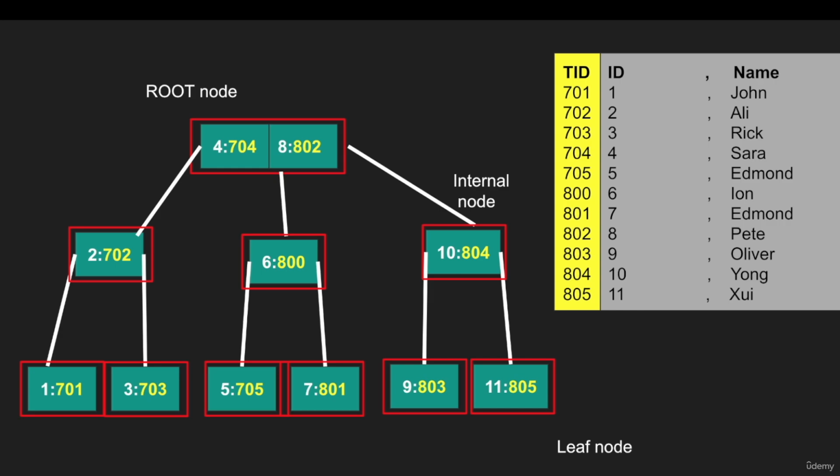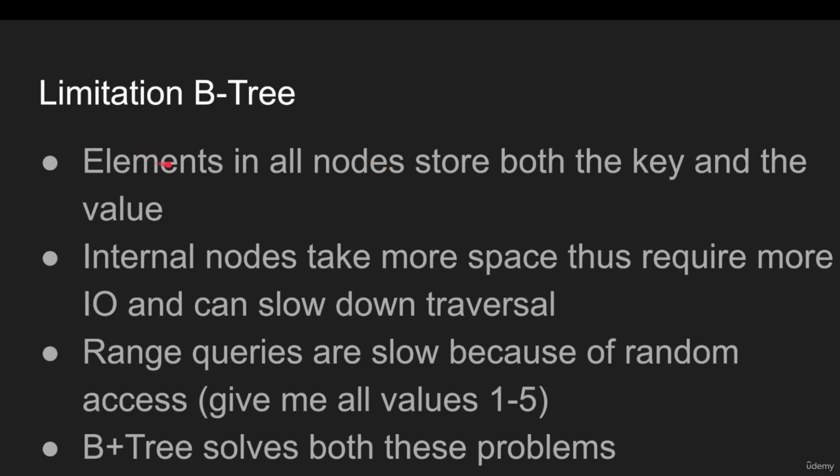More space means I can fit fewer elements in a page or in a node, and if I fit fewer elements, that means I need to read more, right? Because I need more nodes. More nodes mean more pages. More pages mean more IO. More IO means slow. So that's the trick here. Elements in all nodes store both key and value, so they take more space, thus require more IO and can slow down the traversal.